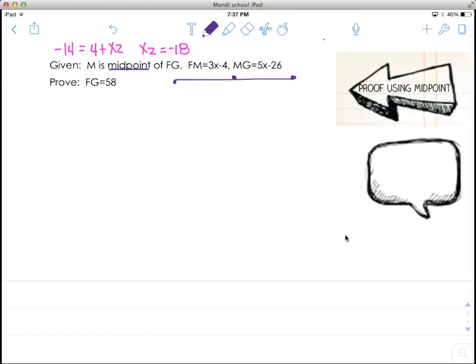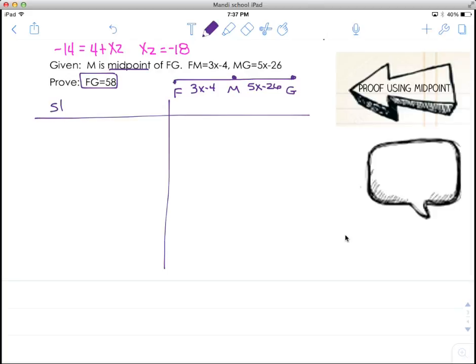So M is the midpoint of F and G. And FM is 3x minus 4, and MG is 5x minus 26. We want to prove that the total distance is 58. So we're going to have statements and reasons. And the first one is always given, and we just rewrite what we have.